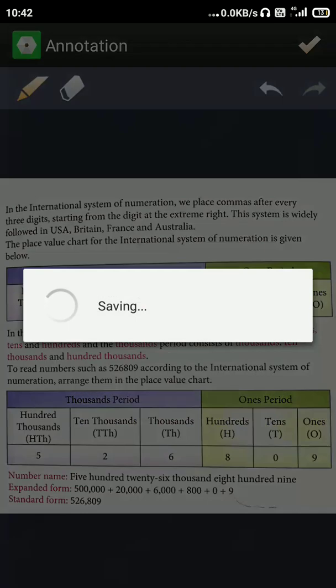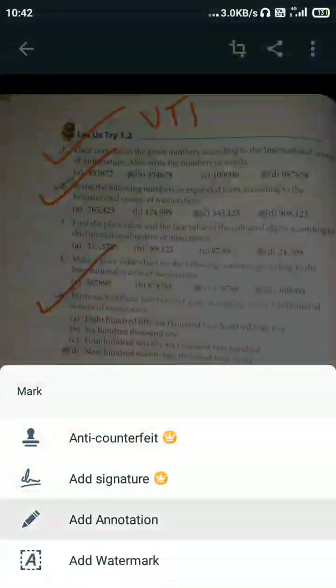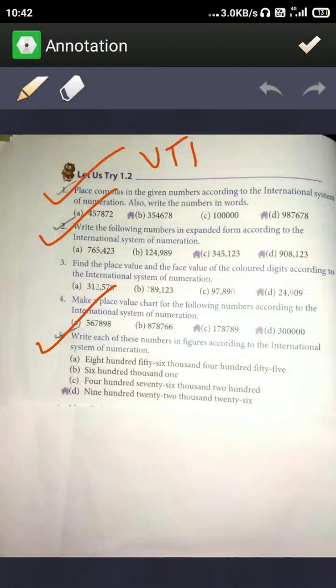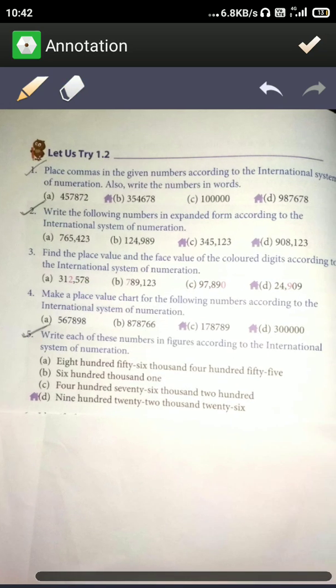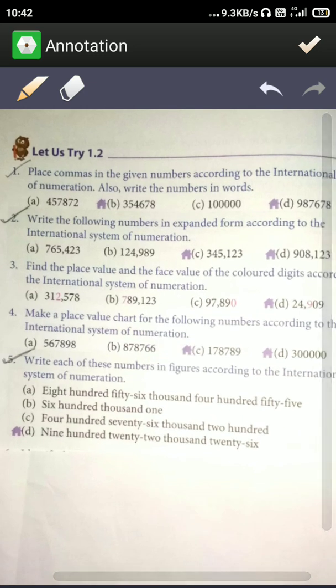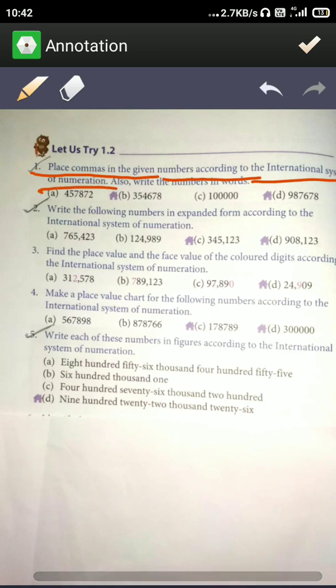So let's go to our exercise. As I have already said, we'll do three questions from this exercise: 1, 2, and 5. So let's discuss it one by one. What the first question is saying is: place commas in the given numbers according to the international system of numeration. Also write the numbers in words.